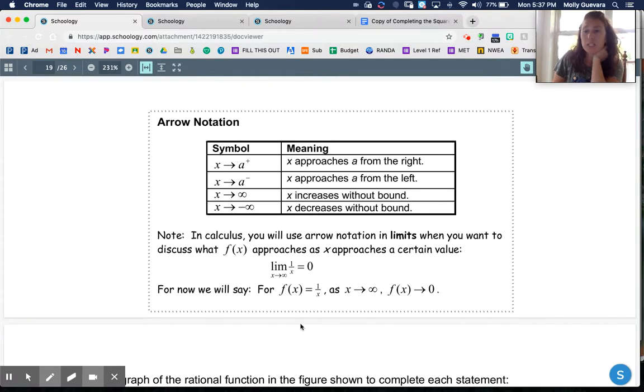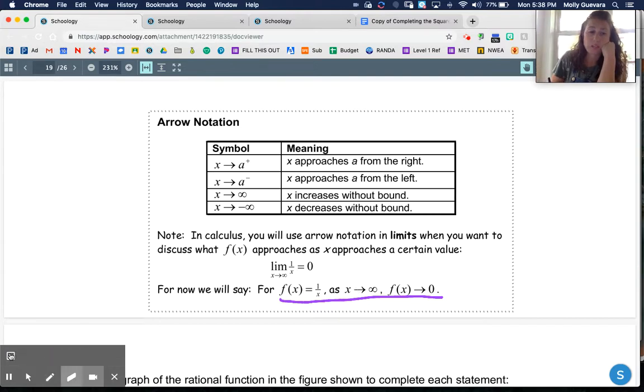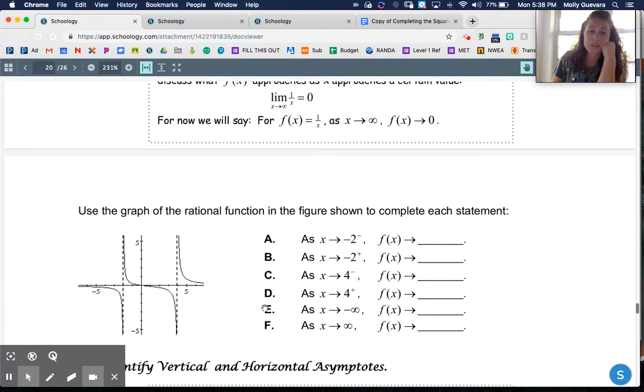And this is used a lot in calculus for limits, which we're not going to talk about too much in this class. But for now, we're just going to go ahead and write it like what we did on example 1 up above, right? As x approaches infinity, f of x approaches 0. And so that just means, as x gets bigger and bigger and bigger, my y values get closer and closer and closer to 0.